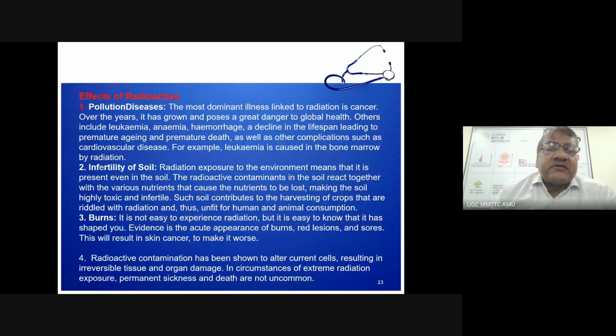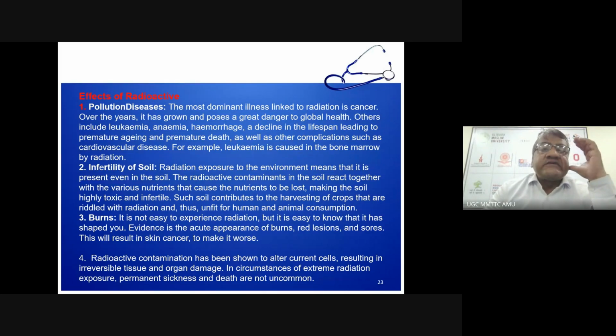Premature aging is that people nowadays are also experiencing whitening of the hair at a very early age, because there is some type of radiation in sun exposure also, and this is also an effect of air pollution, as well as other complications such as cardiovascular diseases. Leukemia is caused in the bone marrow by radiation.